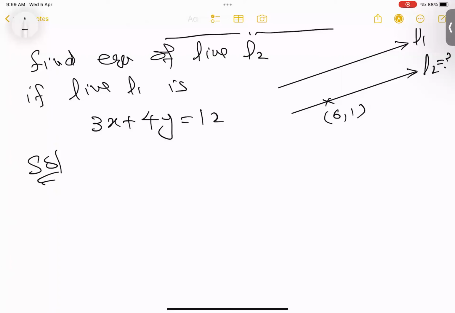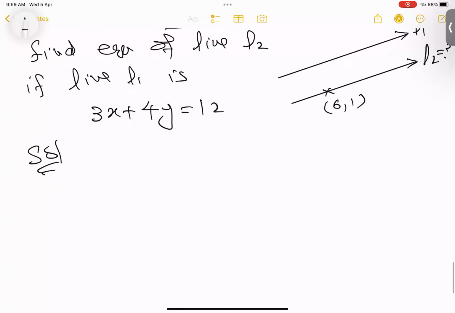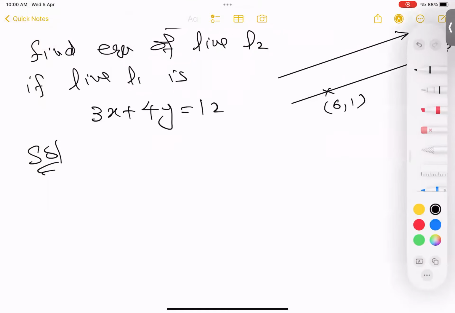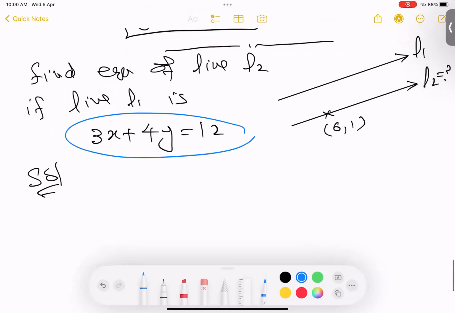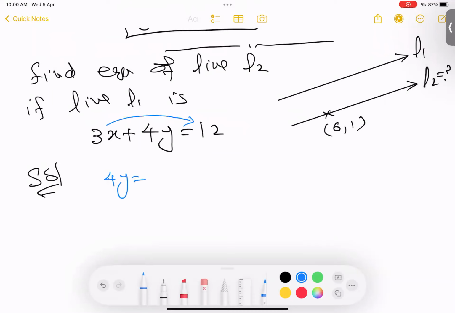So let's start, students. Bismillah ar-Rahman ar-Rahim. How can we do this question? First of all, concentrate carefully. He has given us this, and I said first of all find the gradient. To find the gradient, first make y the subject. 4y alone, 3x will go there. Divide by 4. When we divide by 4, look, I'm showing you. Oh, wait a minute.